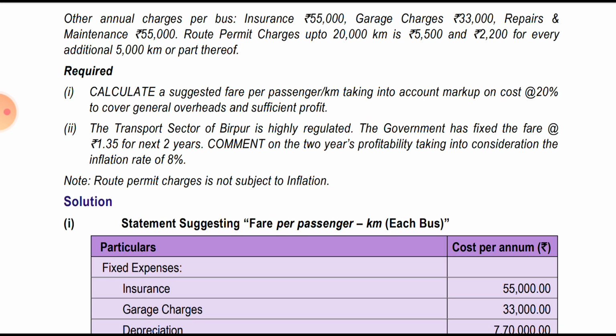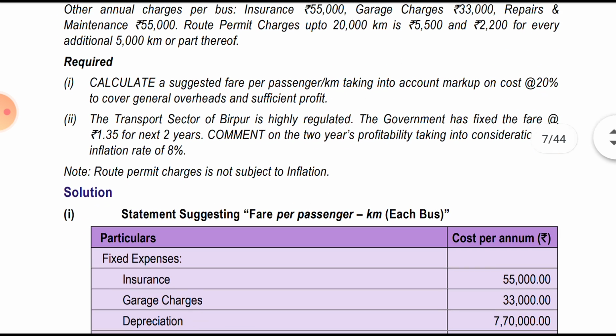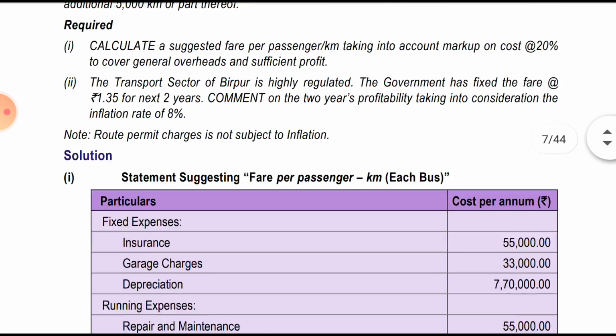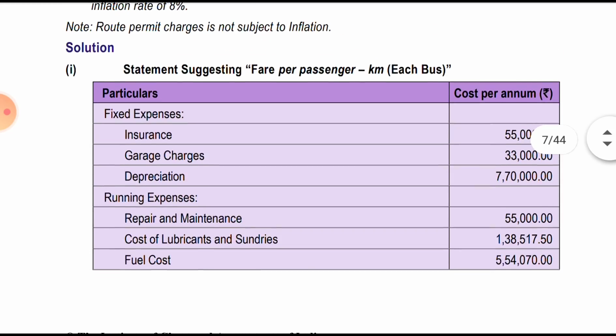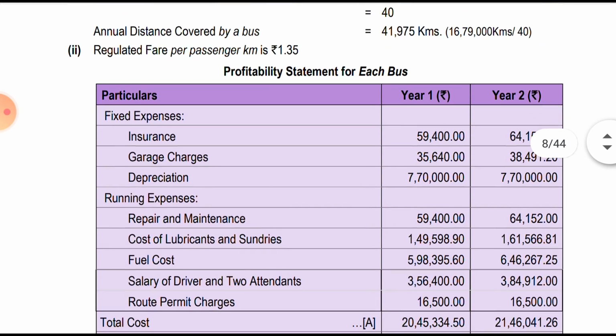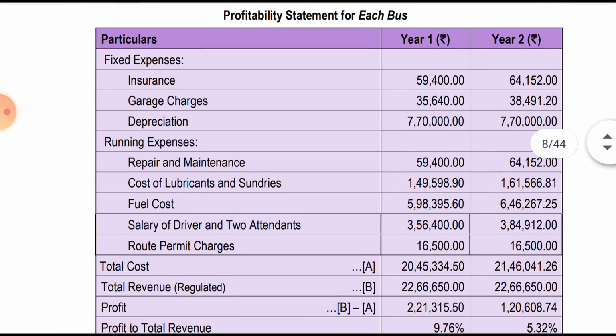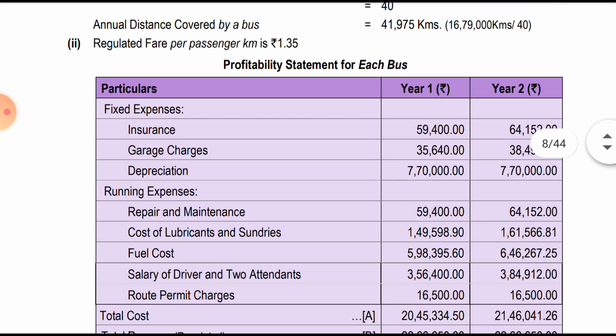Note that the route permit charges are not subjected to inflation. You also have to note that depreciation will not be subjected to inflation, and apart from depreciation and route permit, everything else will be subjected to inflation. We will prepare the same columns, but instead of one column we will prepare year 1 and year 2 in the same manner. We will add 8% in year 1, and add another 8% in year 2.